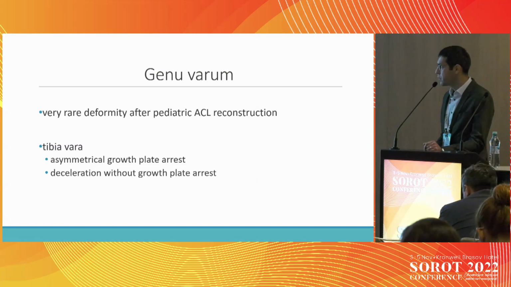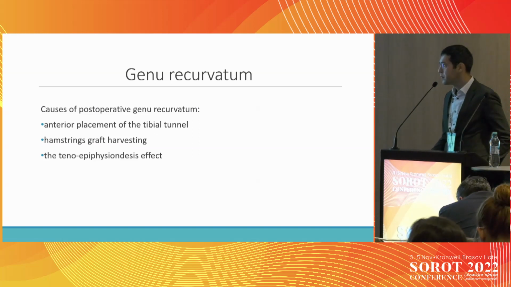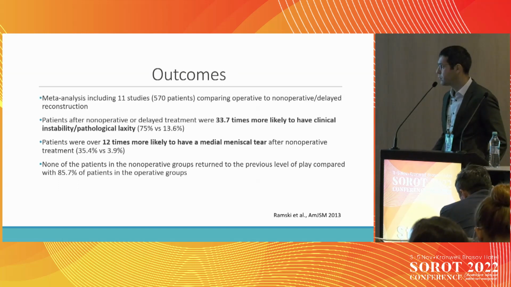Genu varum is a very rare deformity after pediatric ACL reconstruction, and the tibia vara may result from asymmetrical growth plate arrest or as a result of deceleration without growth plate arrest. Another deformity is genu recurvatum. It is determined by anterior placement of the tibial tunnel, sometimes by the harvesting of the hamstrings graft, and the tibial epiphyseal defect.